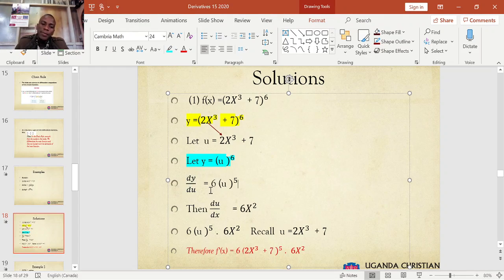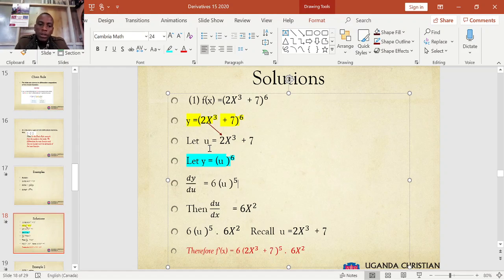Okay, so we use our power rule. In this case, the power is 6. So we multiply by the power, which is the 6 you're seeing here, and then we subtract 1 from the power. That's why you're seeing we are having 6 into u to the power 5. Just simple. We multiplied by the power, which is 6, and we subtracted 1 from the power. That's how we came to 6 into u all to the power 5.